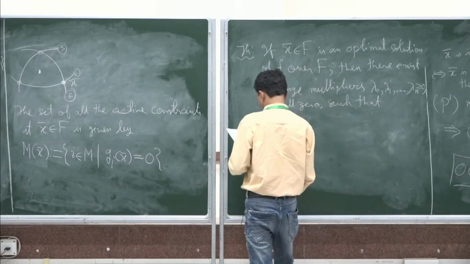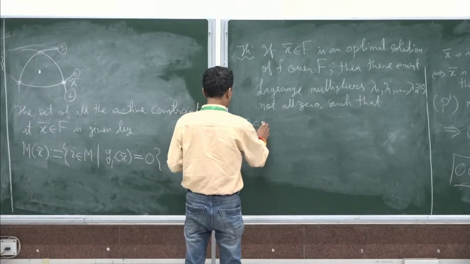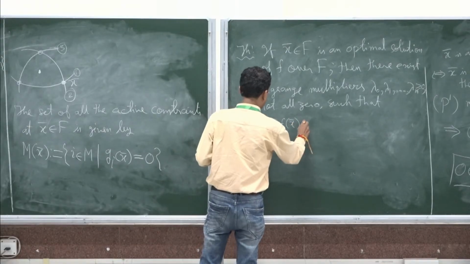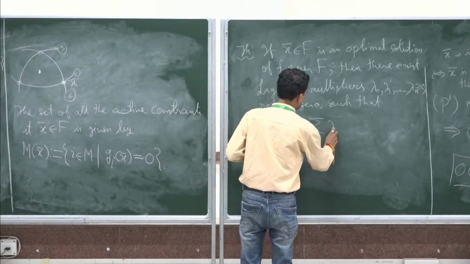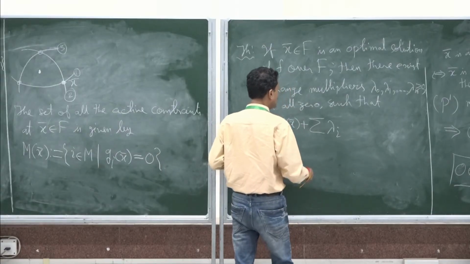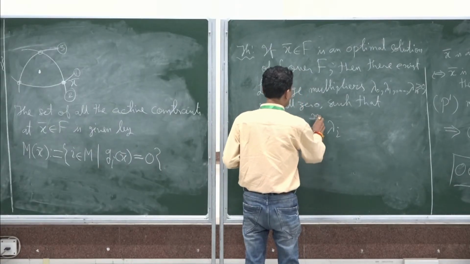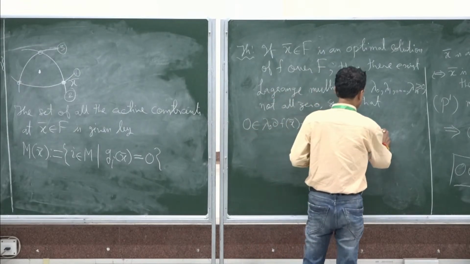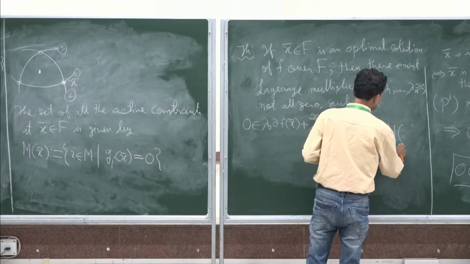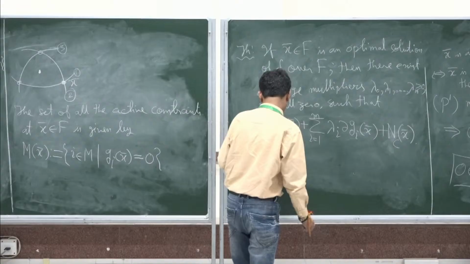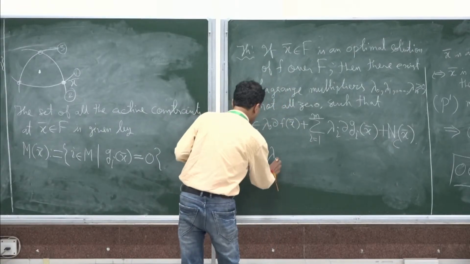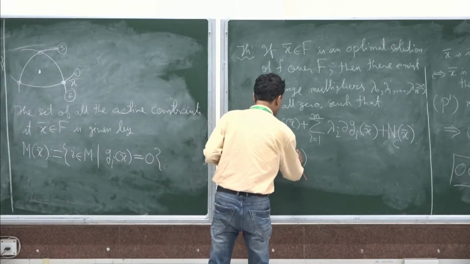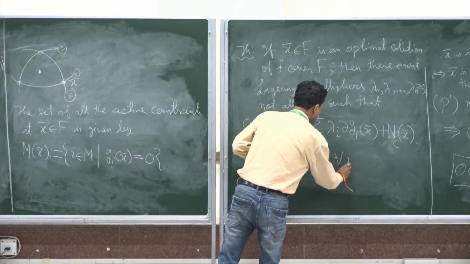Such that 0 belongs to the summation of lambda i, i equal to 1 to m, subdifferential of gi at x bar, and then we have the normal cone to C at x bar. And along with this, we have the complementarity conditions: lambda i gi of x bar is equal to 0 for every i in M.